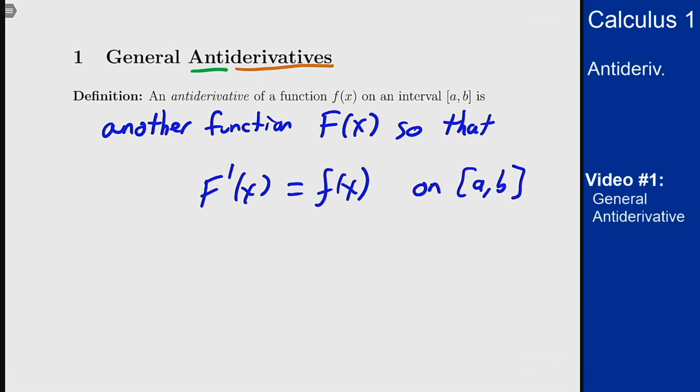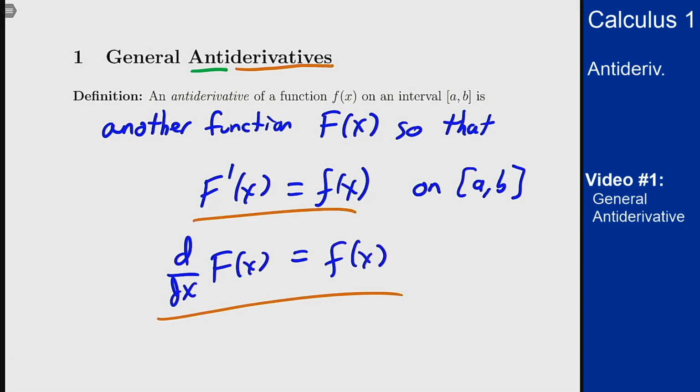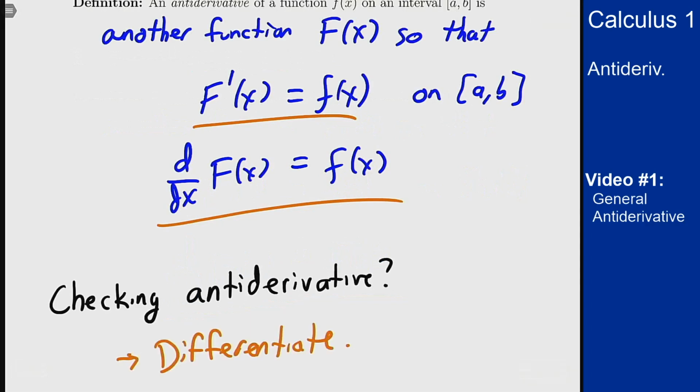Or using Leibniz notation, the derivative of F is little f. So right away we know how we can check if we've found an antiderivative. The rest of this section will go into how to actually find them. We know really easily how we can check them. All you do is differentiate. And if you get the function you want back, then you've found an antiderivative for your function.